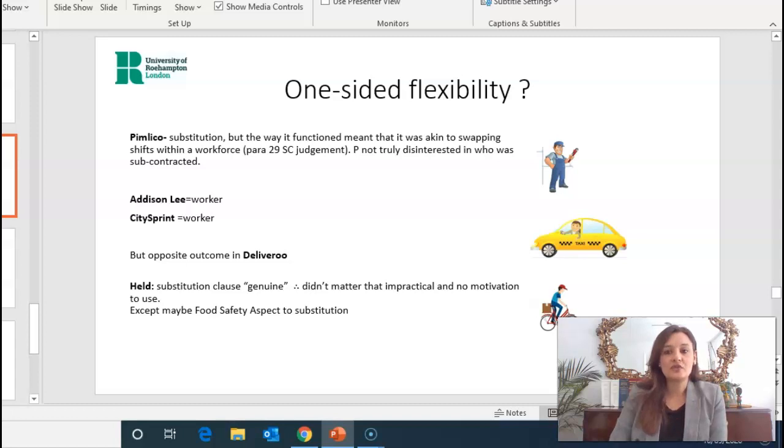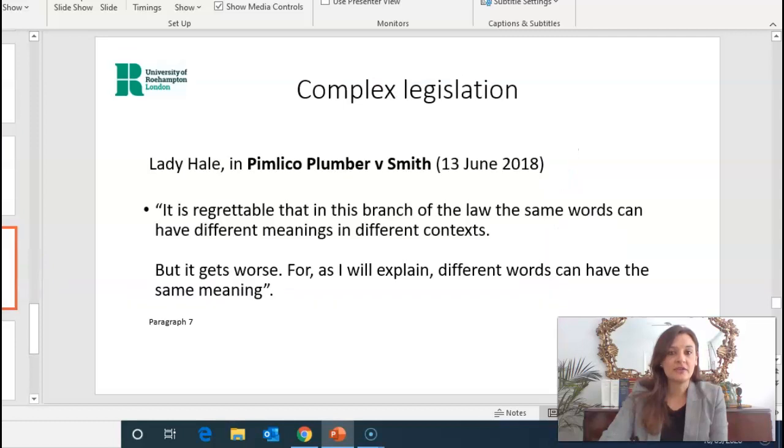I would ask you to look at some of these cases where different decisions were held in them. So in Addison Lee and City Sprint, they were called workers, but in Deliveroo, they were not workers. That was in an arbitration committee. That's important to remember. And the issue that was being decided was whether they could unionize. So I just want you to think about those.